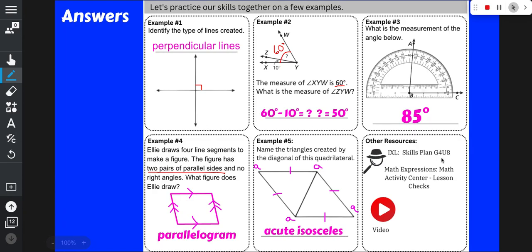Feel free to get on iExcel to work on any of the skill plan for Grade 4, Unit 8. Get on Math Expressions, try any of the lesson checks in the Activity Center for Unit 8. Otherwise, rewatch the video if you're feeling like you need some more help. Make some flashcards for those quadrilateral definitions, and good luck.